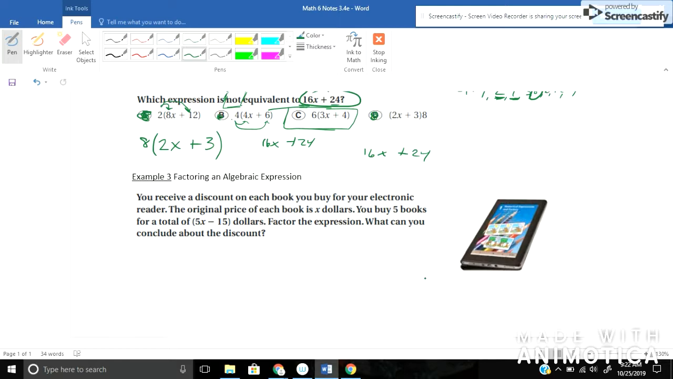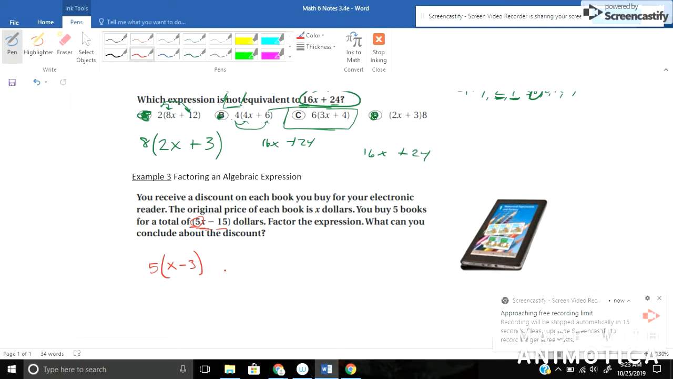Okay, so we're going to factor this expression, 5x minus 15. All right, well, ask yourself, what do they have in common? What is the greatest common factor of 5 and 15? Well, it's actually 5 itself. One of the factors is greatest. So I'm going to take out 5. Well, if I took 5x and divided it by 5, I'd just be left with x. And if I divided 15 by 5, I'd be left with 3. So I'm going to subtract 3. There is my factored out expression.